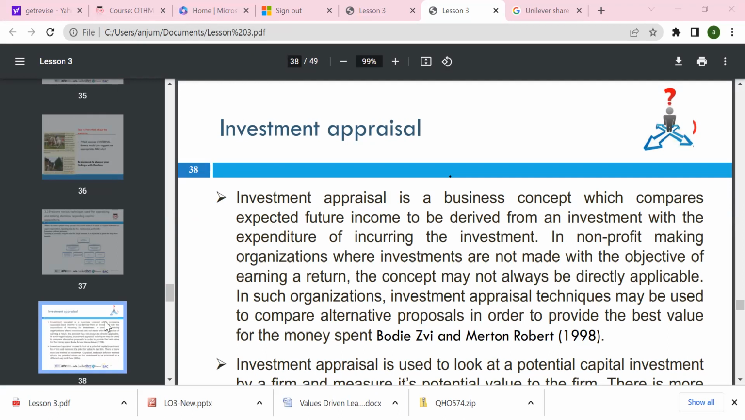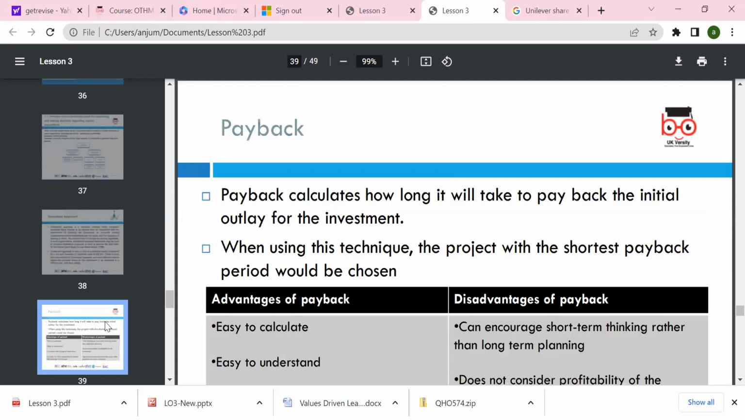Always look, because that will help you. Okay, so payback. One of the investment appraisal methods is payback. Payback means when you borrow money, how long will it take you to pay the money back? It's easy to calculate and easy to understand. If you invest £100, how long will it take you to get the £100 back? So 1 year payback, 2 years payback, 3 years payback.